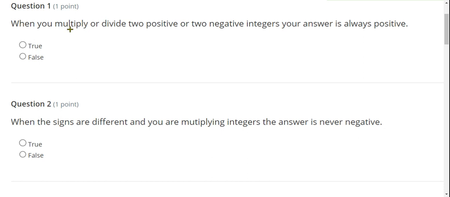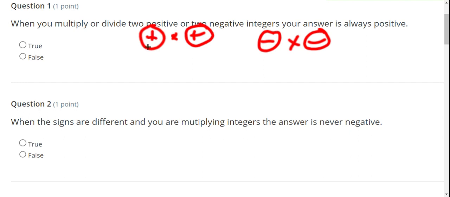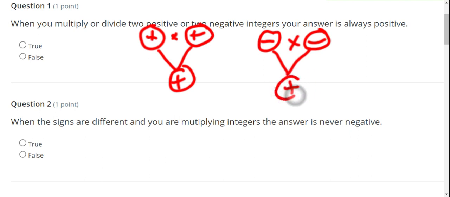So question one, when you look at multiplying a positive times a positive or a negative times a negative, the positives are going to stay positive, but two negatives are going to end up the opposite. The negative of a negative tells it to switch, so that will also be a positive. So that is true. When signs are different and you are multiplying integers, the answer is never negative.